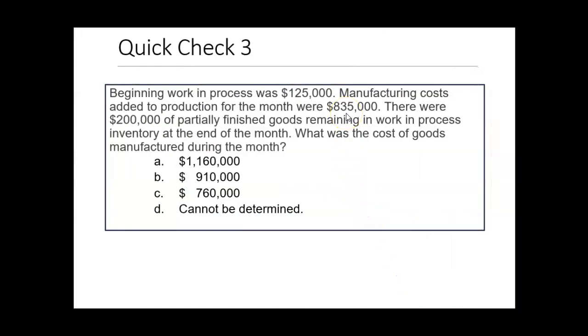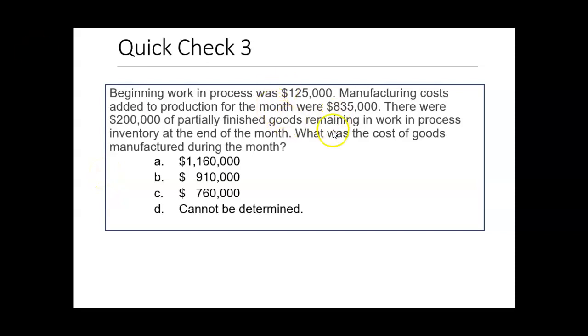Next, beginning work in process was $125,000. Manufacturing cost for the month was $835,000. There were $20,000 of partially finished goods remaining in work in process at the end of the month. What was the cost of goods manufactured during the month?